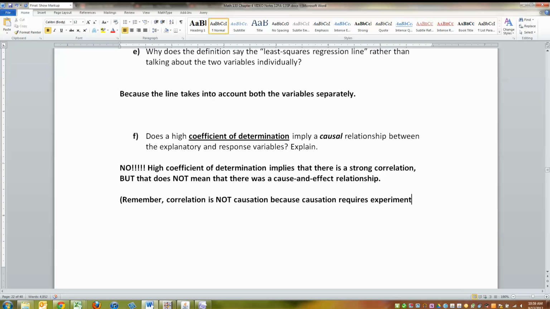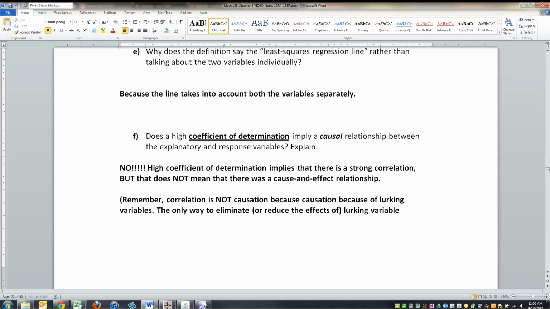Correlation is not causation because, how about this? Because of lurking variables. The only way to eliminate or reduce the effects of lurking variables is experiments, double blind, and all that good stuff. And even then, it's never perfect.